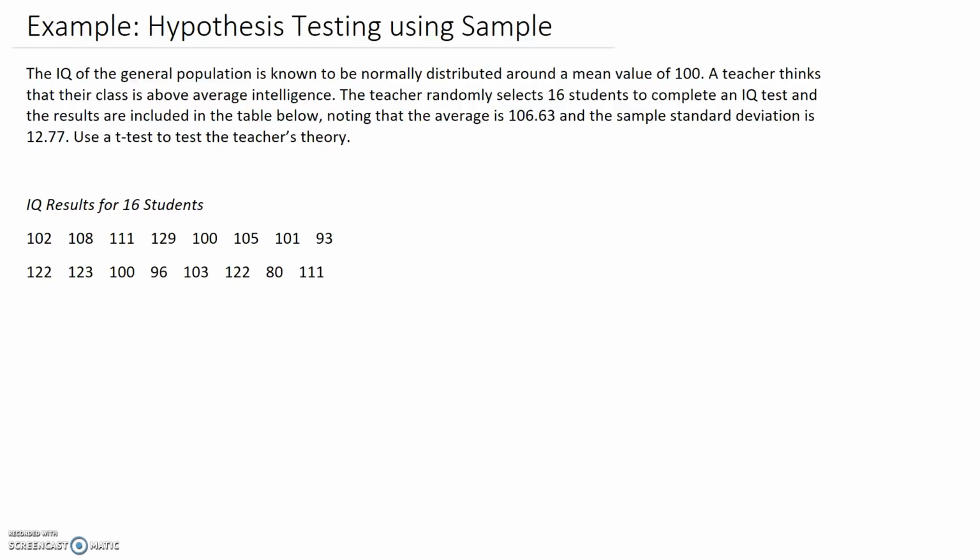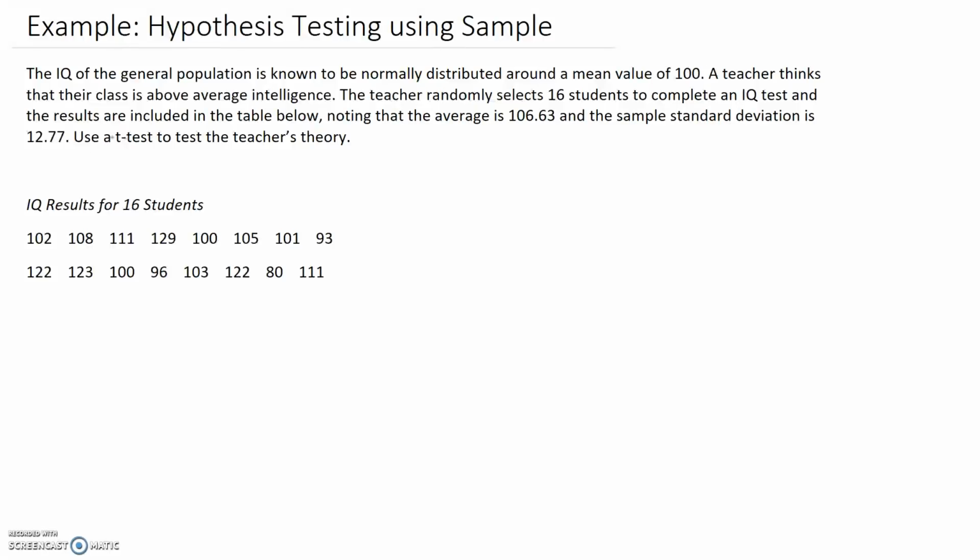So the IQ of the general population is known to be normally distributed about a mean value of 100. A teacher thinks that their class is above average intelligence. So the teacher randomly selects 16 students to complete an IQ test, and their results are included in this table below, noting that the average is 106.63 and standard deviation is 12.77.